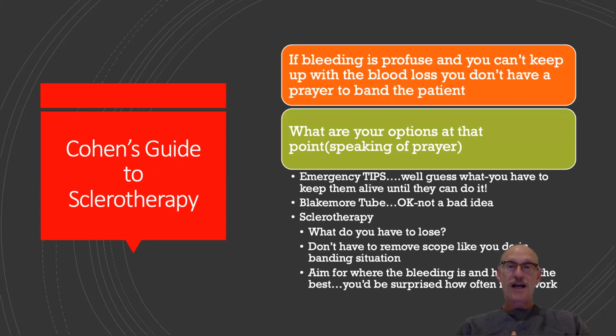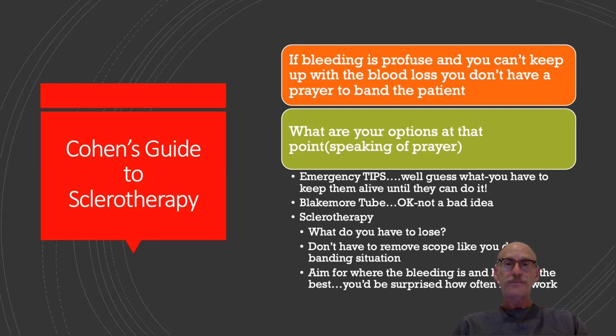So here's Cohen's guide to sclerotherapy. If bleeding is profuse and you can't keep up with the blood loss, you don't have a prayer to band that patient because you can't see where to band. So what are your options at that point? One option would be to do an emergency TIPS. Well, guess what? You have to keep them alive in order to do that. You have to keep them alive long enough to get them down to the interventional radiology lab for them to do it. So TIPS is a great idea, but you've got to get the patient hemodynamically stable in order to get them there.